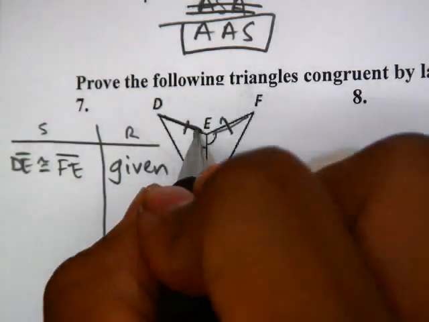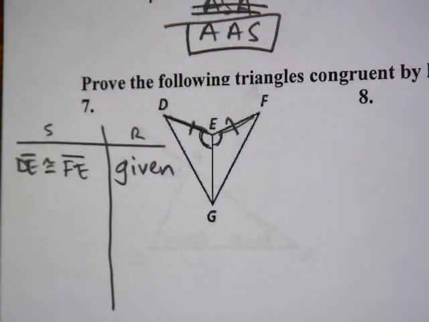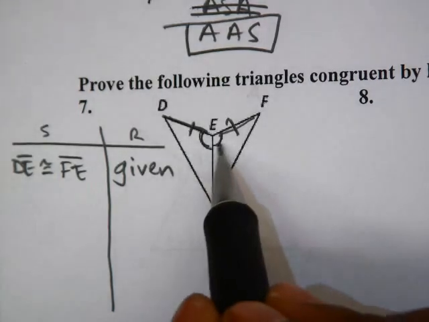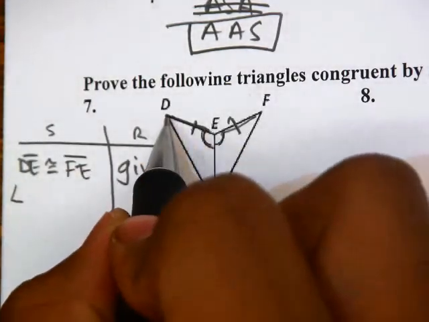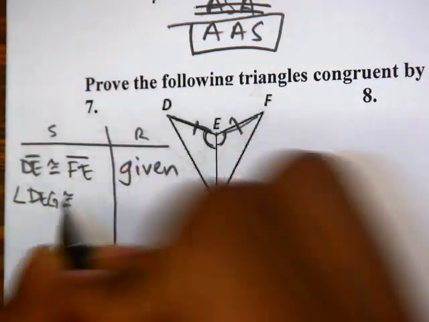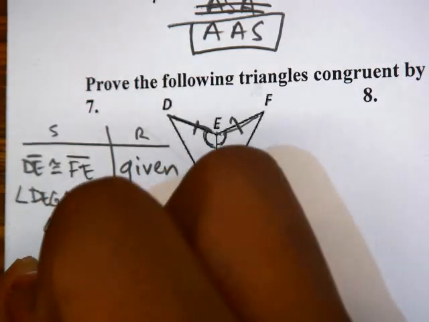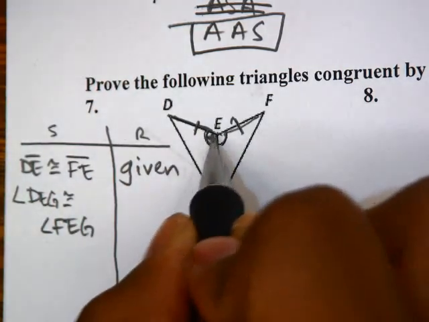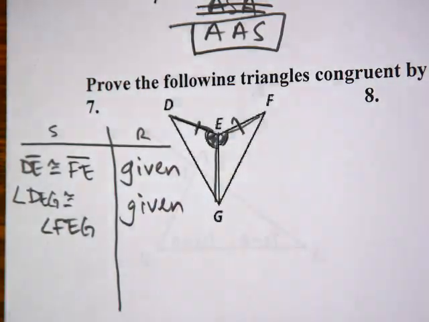I know that this angle is equal to that angle. A lot of people will be tempted to call that angle E is equal to angle E, but that's not right. When you say angle E, I don't know which one you're talking about. So you need to be more clear. So I can say angle DEG and angle FEG. DEG is this angle right here on the left. FEG is the angle on the right, and that's given to us that those are congruent.